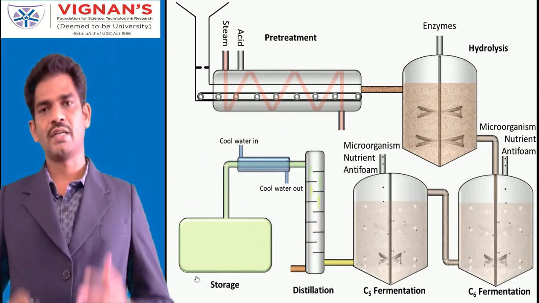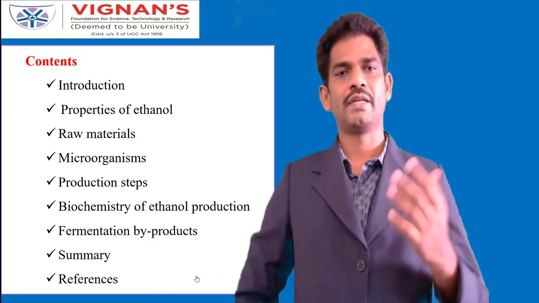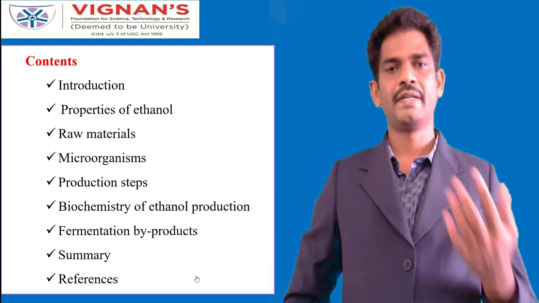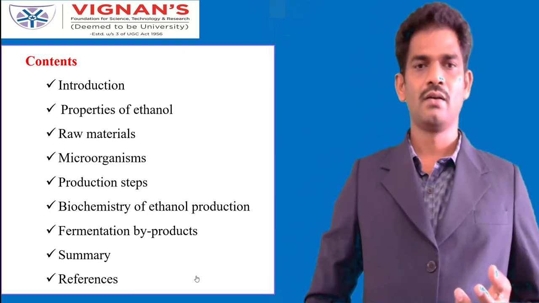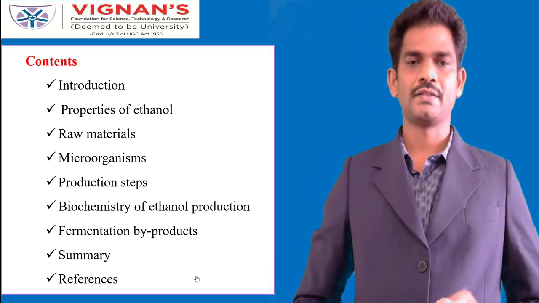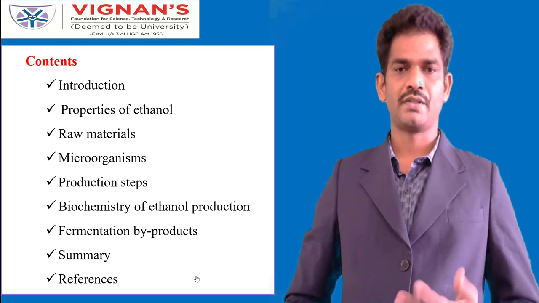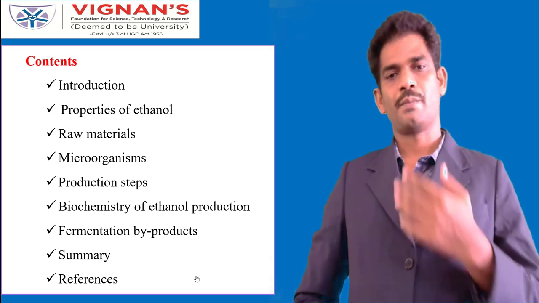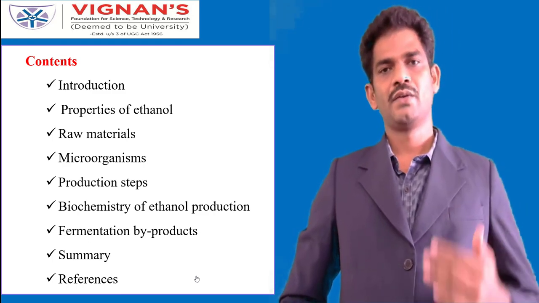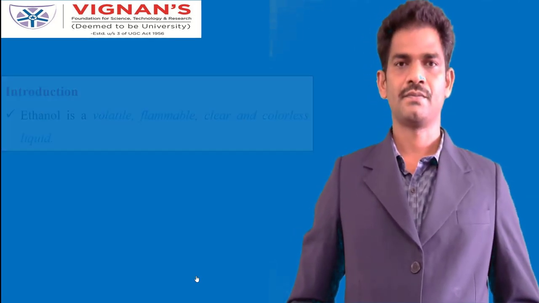So with this, you can see the contents in today's talk: the introduction, properties of ethanol, raw materials required for production of ethanol, microorganisms and steps in the ethanol making process, the biochemistry of ethanol production, and what byproducts are produced by the fermentation process, followed by a summary and references.